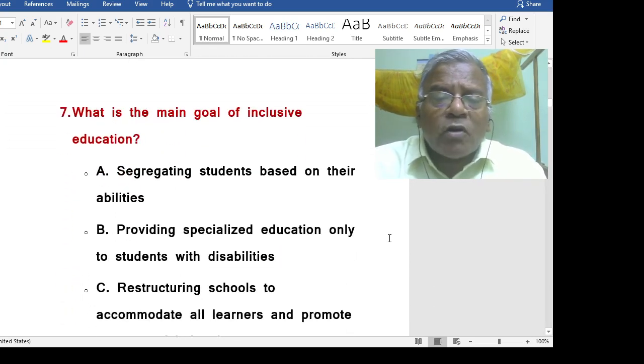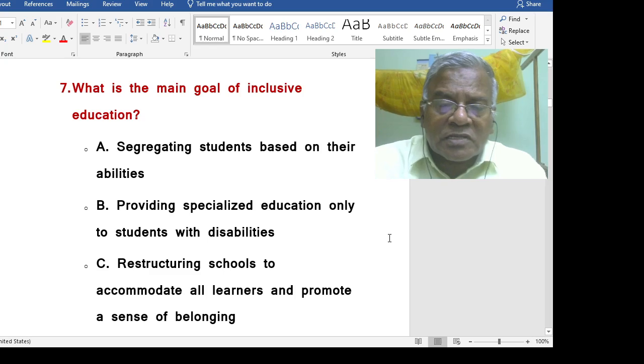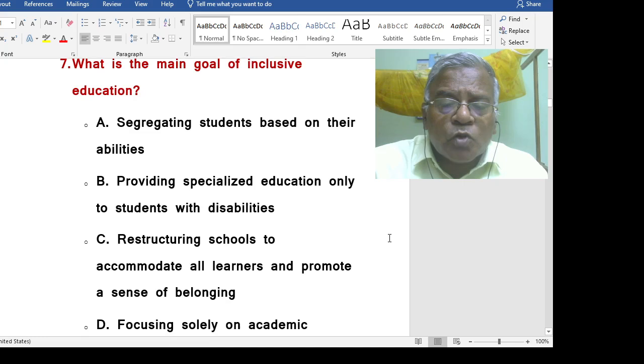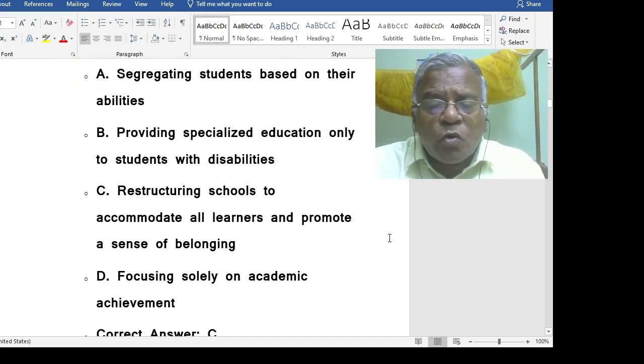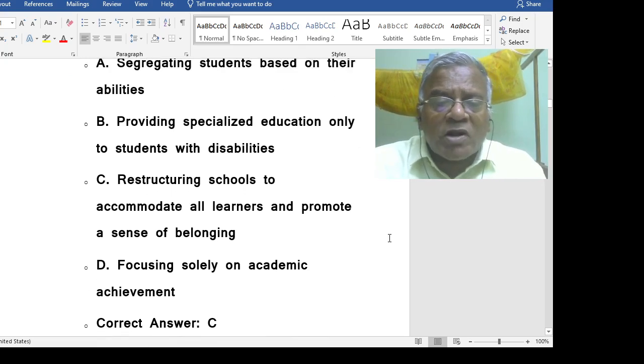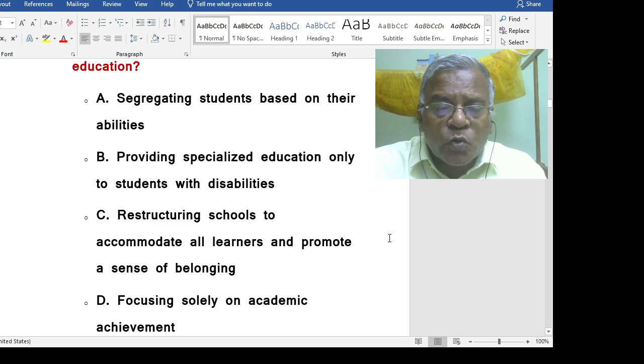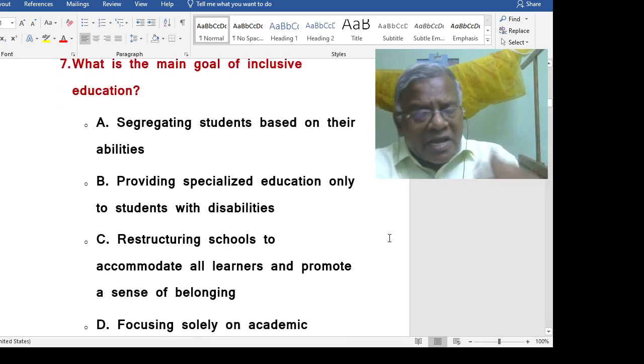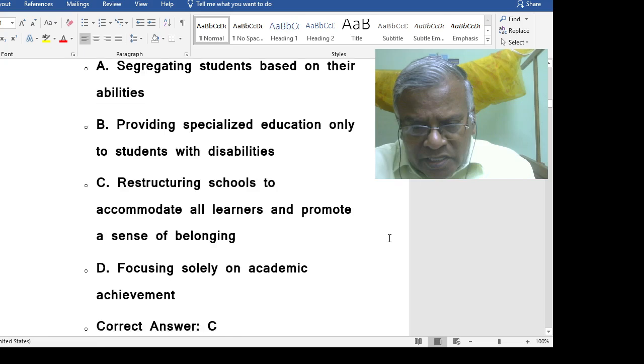What is the main goal of inclusive education? Segregating students based on their abilities, providing specialized education only to students with disabilities, restructuring schools to accommodate all learners and promote a sense of belonging, focusing solely on academic achievement. What is the right answer? Restructuring schools to accommodate all learners and promote a sense of belonging. So what is the main goal of inclusive education? Taking everyone and giving quality education, in other words.